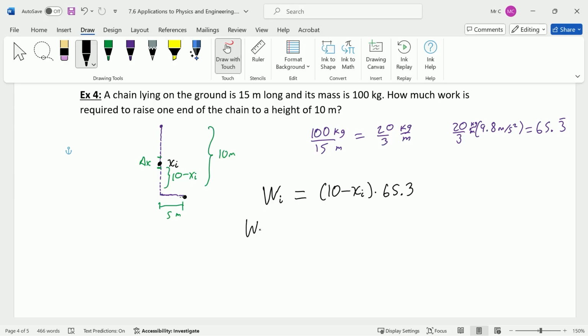So then the total work is approximately, so if I lift up all of those segments of chain, the total work is approximately the sum from I equals 1 to some n of this 10 minus x sub I times 65.3. Oh yes, I'm missing one little thing. Times the delta x, that's the length of the segment.